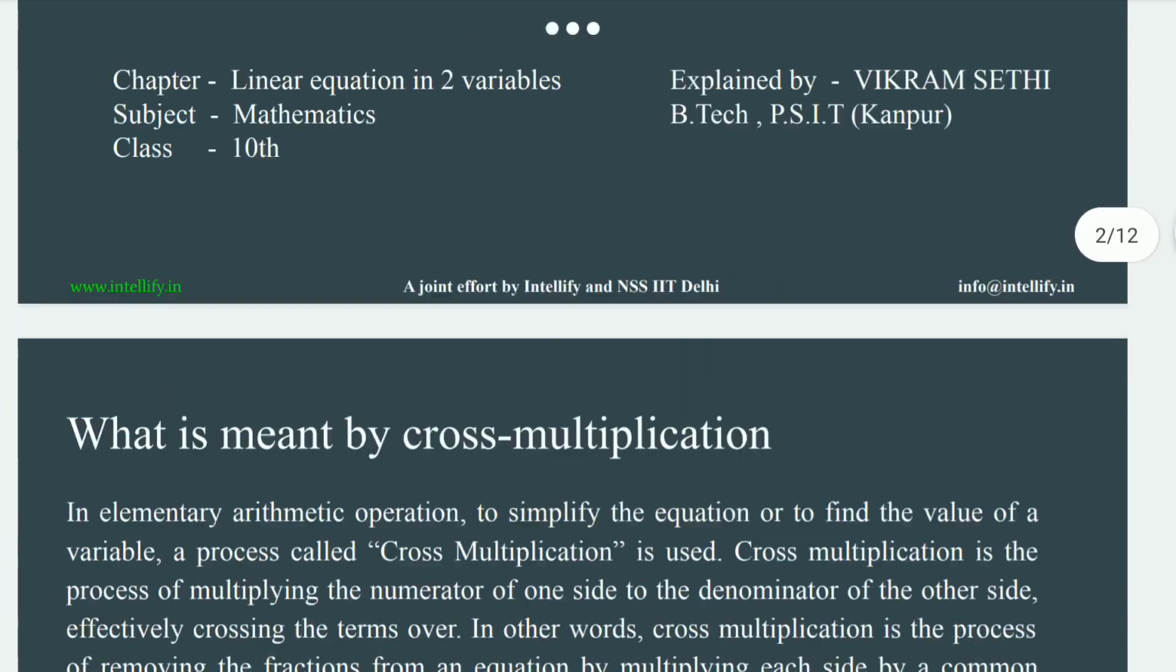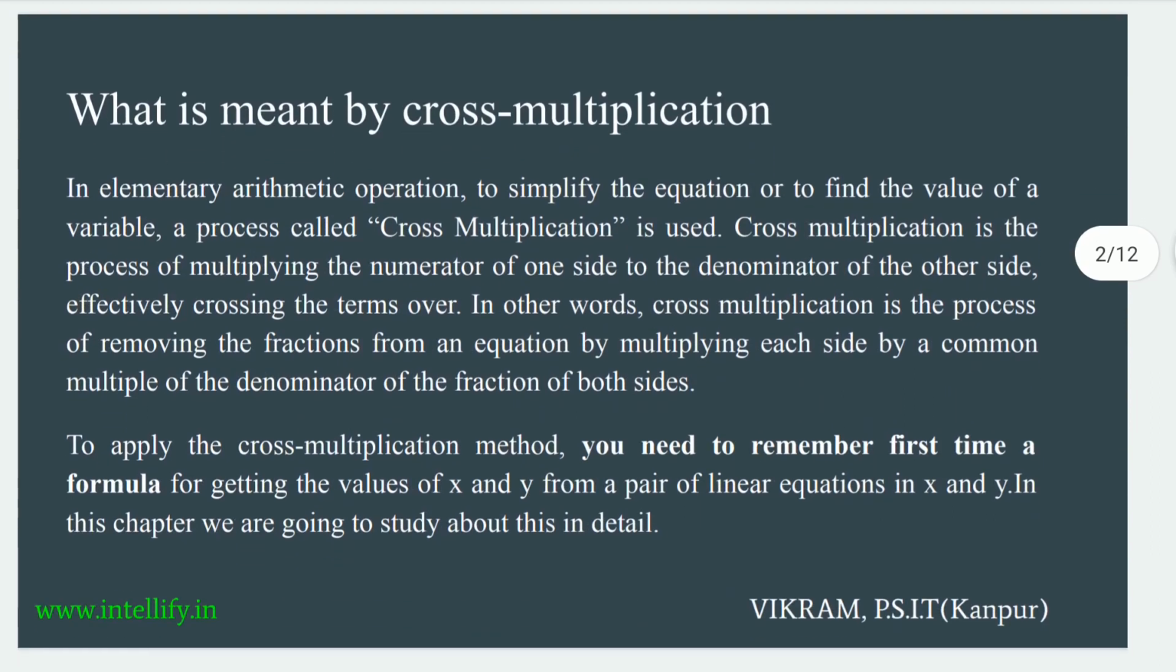Coming to the very first subtopic, what is meant by cross multiplication? In elementary arithmetic, to simplify an equation or to find the value of a variable, a process called cross multiplication is used. Cross multiplication is the process of multiplying the numerator of one side by the denominator of the other side, effectively crossing the terms over. In other words, it is the process of removing the fraction from an equation by multiplying each side by a common multiple of the denominators of the fractions on both sides.